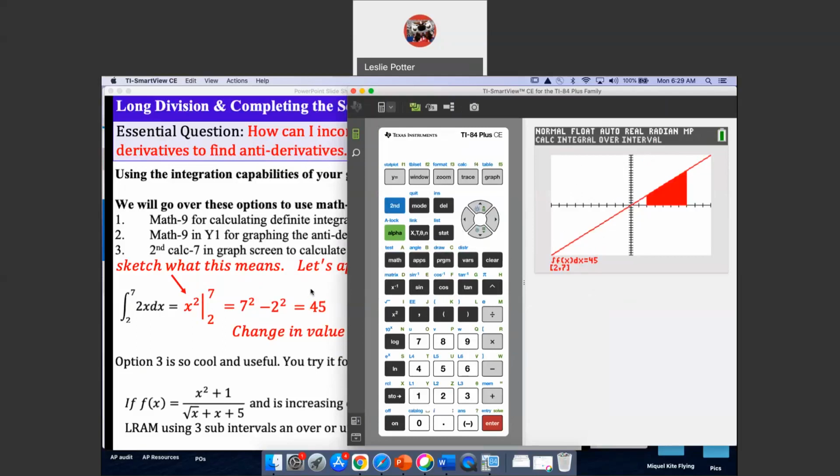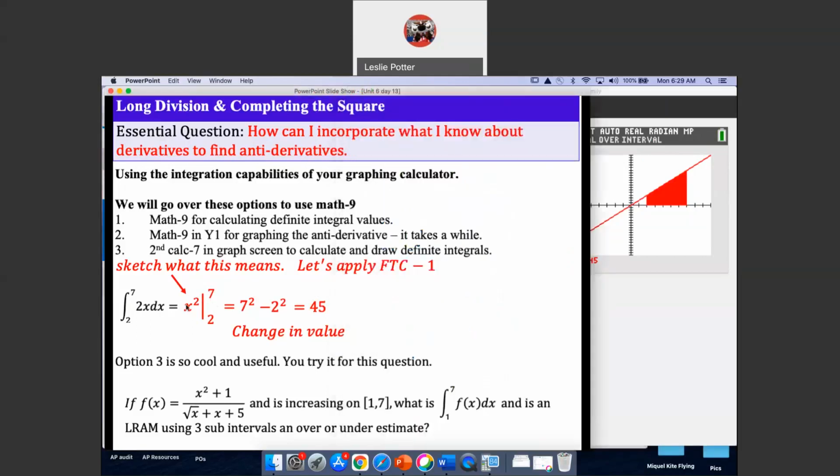without really having to do the integration by hand like we did here. Okay, so pretty cool. And we're gonna try it on this, which is far more complicated, and you wouldn't be able to integrate this. So we have f of x is that rational expression, and it's increasing, and we know that this function is increasing on 1 to 7. Okay, what is the definite integral from 1 to 7? We want to know what the value is.